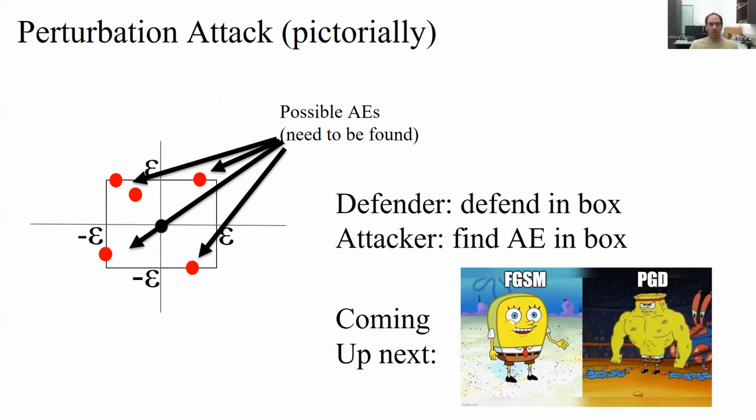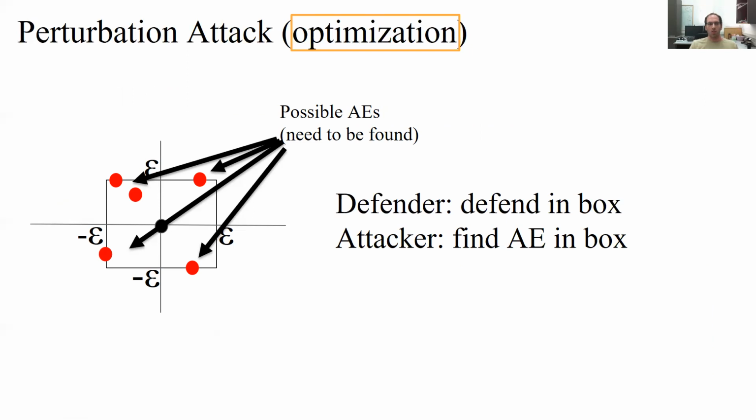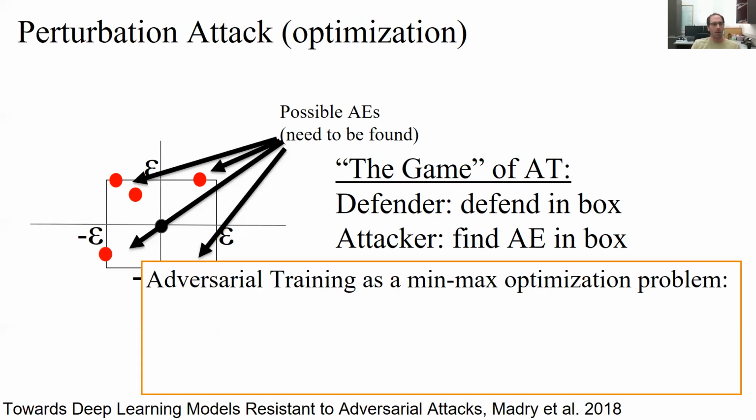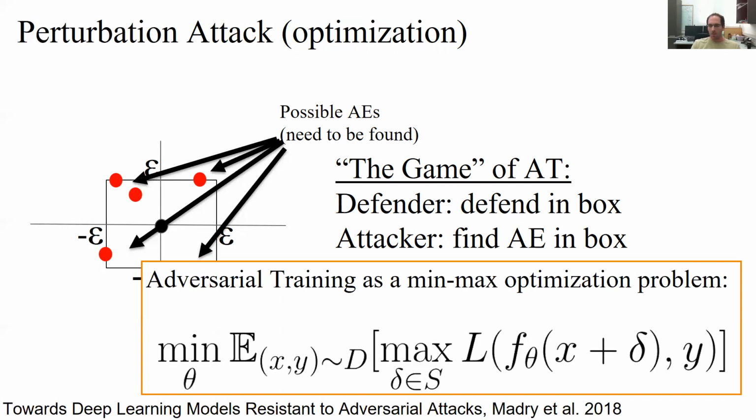But before that, just a brief note about optimization and how it looks from the optimization view. This is kind of the game of adversarial training. This is what we did when we trained adversarially. At each step, we wanted to defend against possible attacks. And this could be formalized as a minimax optimization problem, which is this. I want to say that this was proposed by Madry a few years ago in this paper, which is a great paper. If you only have one paper to read on adversarial examples, let it be this one.